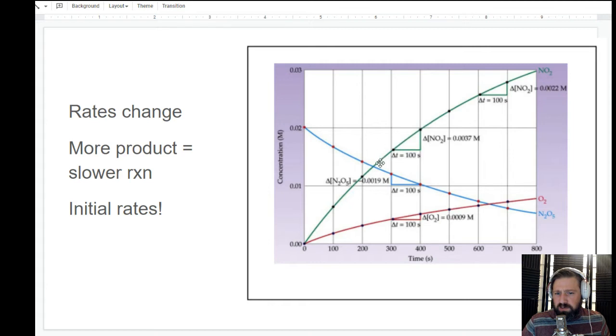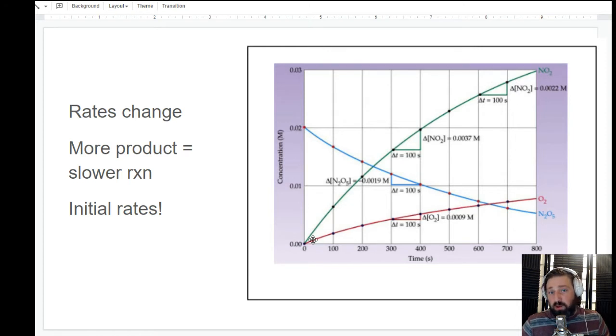With this NO2, nitrogen dioxide, for 100 seconds, we gained 0.0037 molar. That's at time 300 to 400. As we move forward and gain more and more at a different concentration of nitrogen dioxide, it changes the rate. This slope is different. We have the same 100 seconds, but the change is less. That's because the only thing that's different here is that we just have more nitrogen dioxide. We have a higher concentration here.